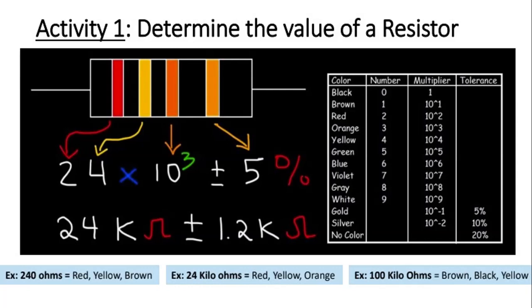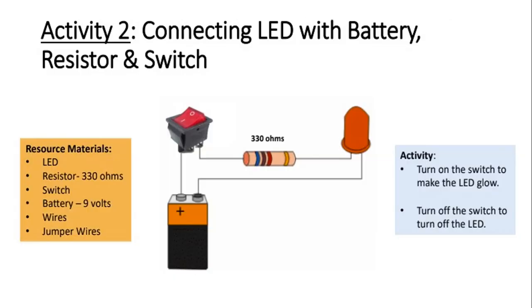As an example, 220 ohms has the colors red, red, and brown. For 24 kilo ohms, the colors are red, yellow, and orange, as we see here. And 100 kilo ohm is brown, black, and yellow. This is a simple activity on how to identify the resistor value.